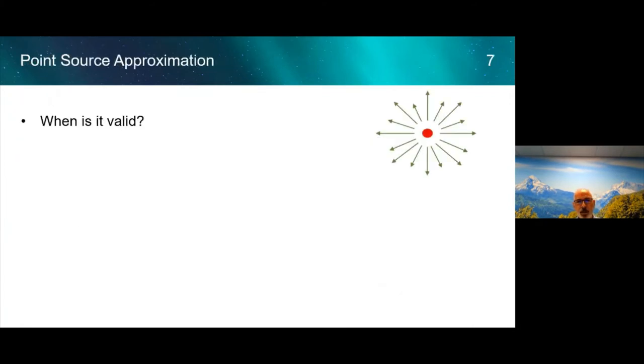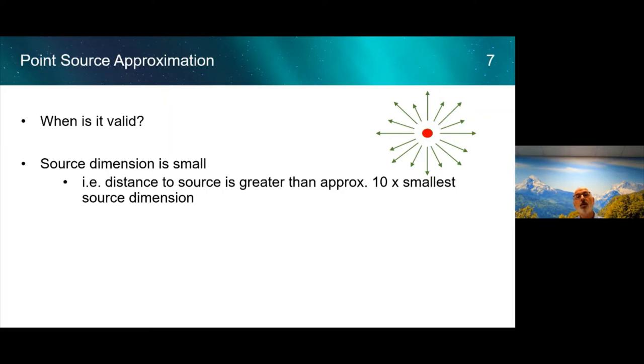So the point source approximation then. We've got a little image there of a radioactive source which is depicted as emitting radiation into 4π, so a sphere, if you can imagine an imaginary sphere around that point source, it's emitting radiation in three dimensions. So when is your point source approximation valid? Well, when the source dimension is small. That's a bit of a politician's answer, because it's not really very useful. What does small mean? So I tend to use the smallest dimension of the source, and I would like to be at least 10 times whatever that dimension is away from that source before I would treat it as a point source.